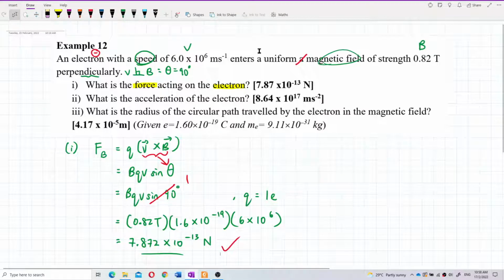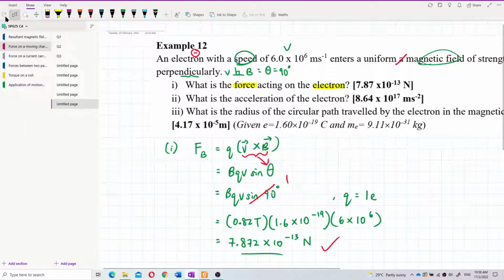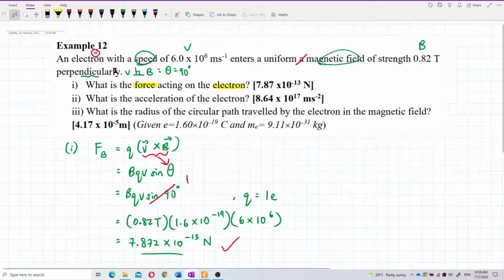Did he mention about finding the direction? Okay, wait a second. Never mind. Later I will add one more question asking about direction. Let us continue first with question 2.